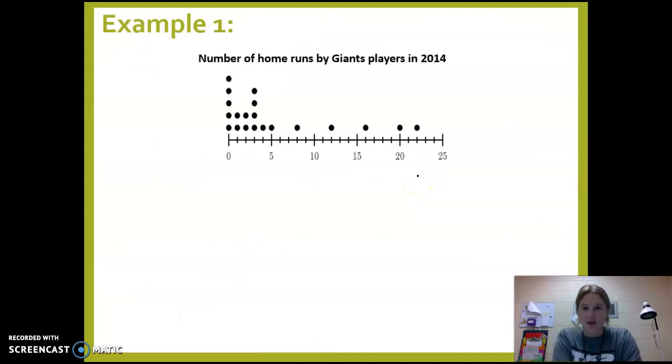Example 1. Here's a dot plot. It's talking about the number of home runs hit by Giants players in 2014. Sure. We got some cluster going on here.